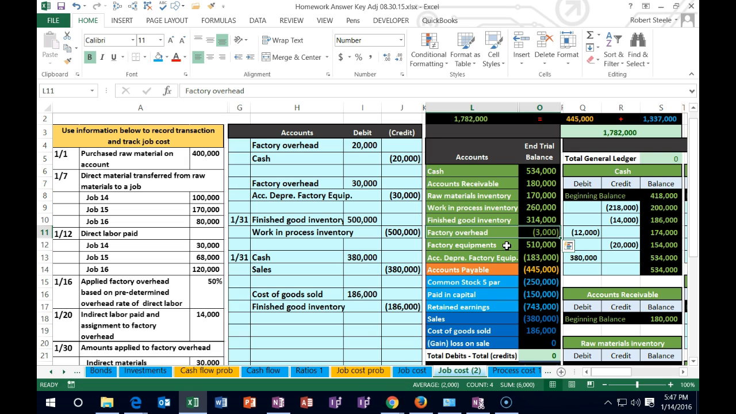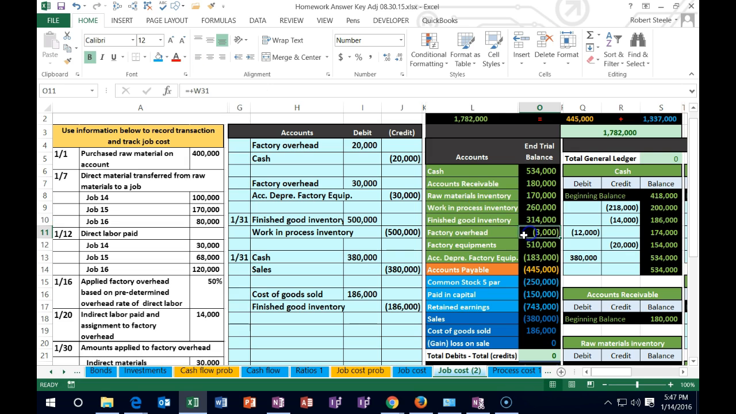What does that mean? Well, if we think of factory overhead kind of like part of inventory, it's part of the work in process and the raw materials, the finished goods and overhead are all the things that kind of we're using to record inventory.